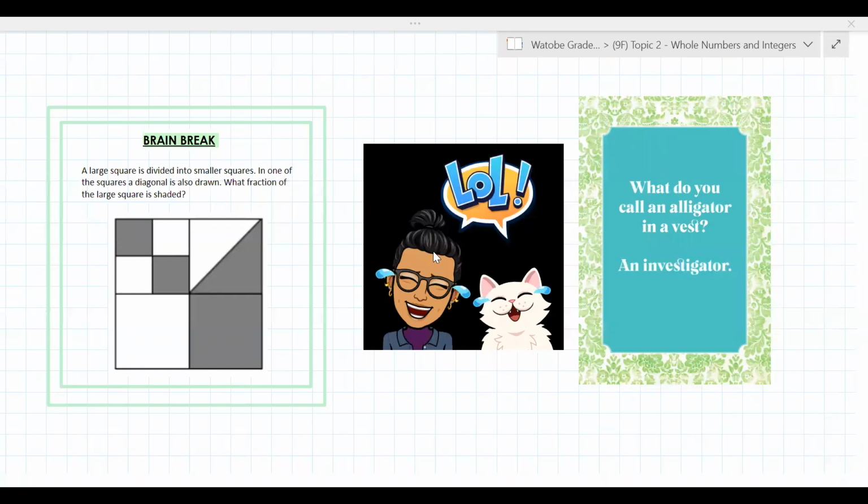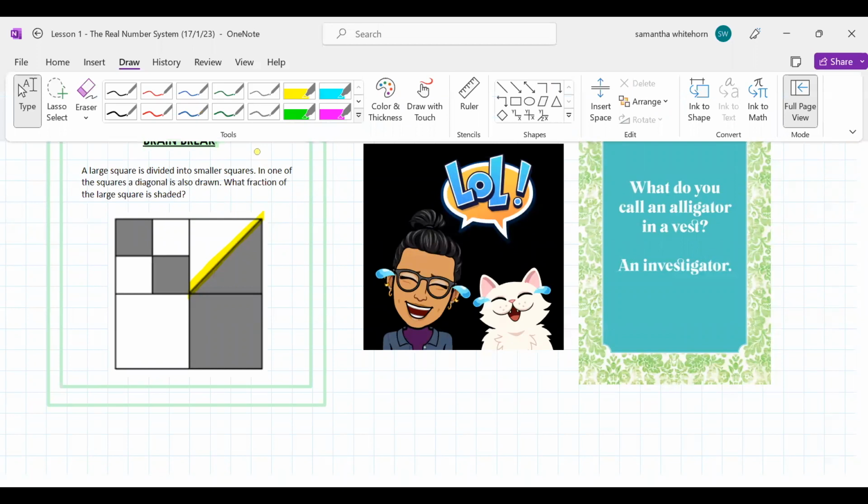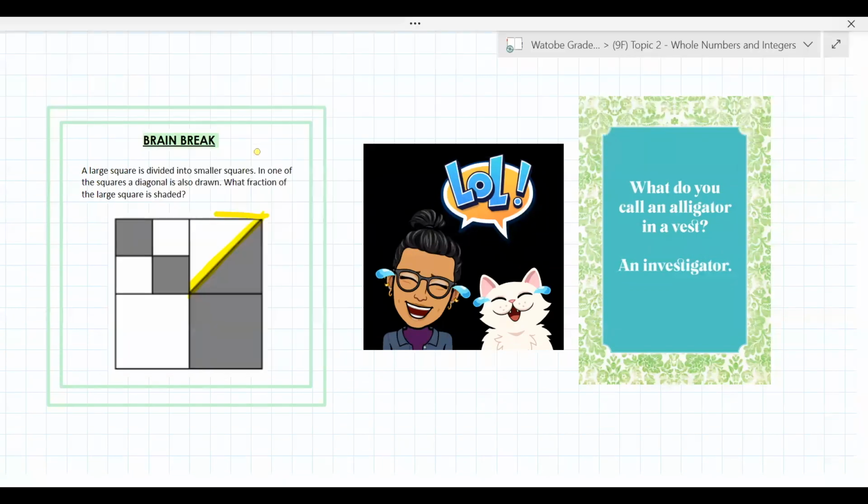This is a square that is divided into smaller squares, I should say. In one of the squares, a diagonal is also drawn. When we're talking about a diagonal, we are talking about this line over here. So that's the diagonal. Now that's important. I'm not going to tell you why, because you're going to try it. What fraction of the large square is shaded? Just so that we're all very clear, the large square is this big square over here. So I want to know from you, what fraction of the large square is shaded? Take a second, think about it.